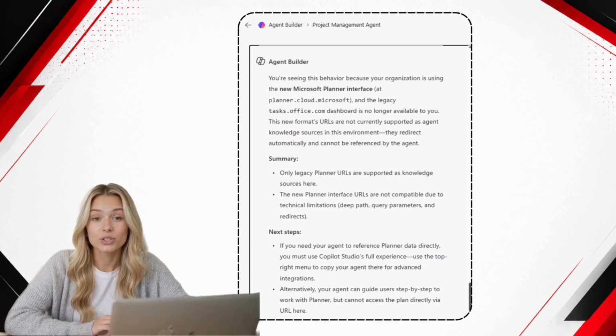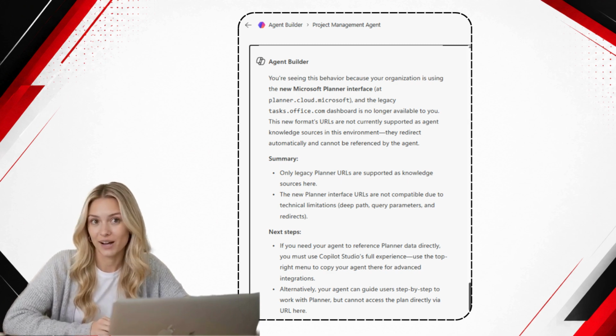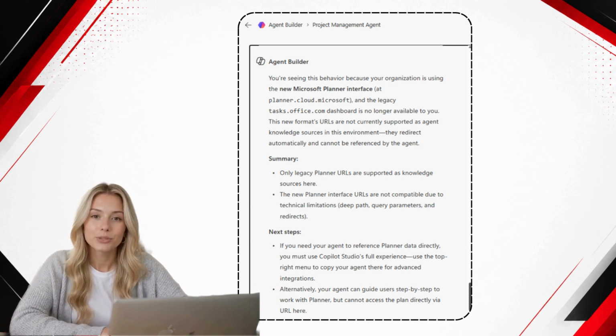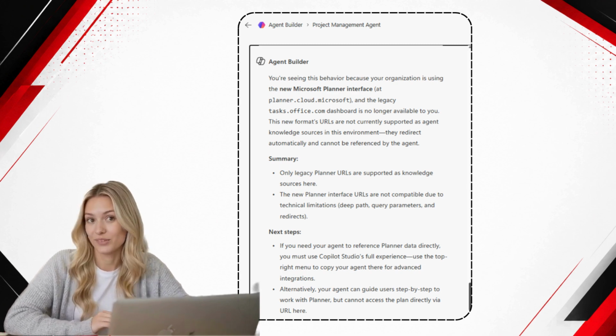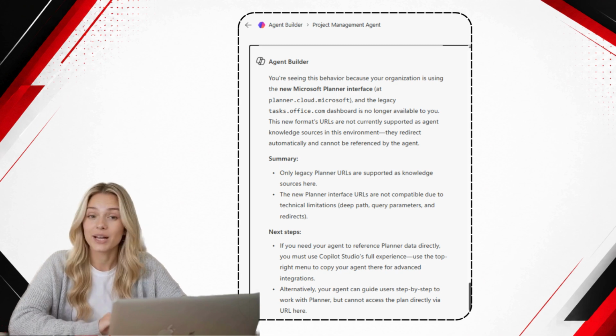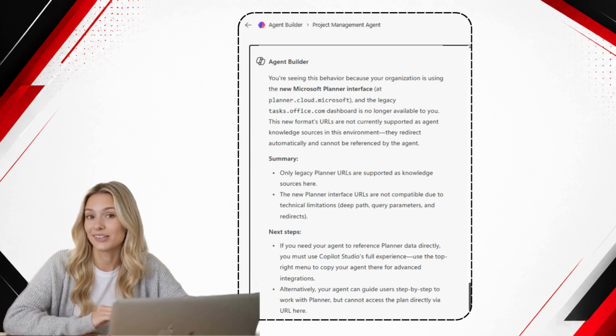It told me that the new Planner interface is currently not supported as a direct knowledge source in the simple agent builder. It's a bit of a letdown, I know. But don't click away yet. This is actually the perfect moment to show you the workaround. If we can't link the plan directly, we have to get creative with the knowledge section and SharePoint to bridge the gap. Let's see how we can fix this.